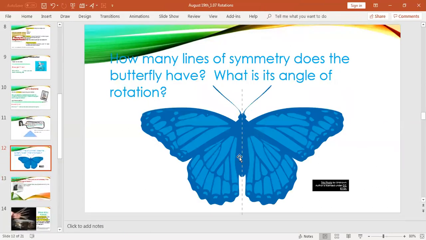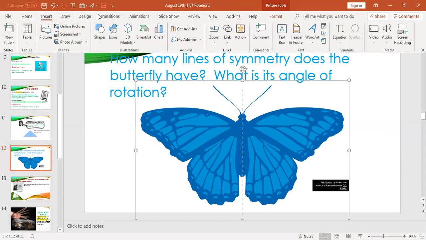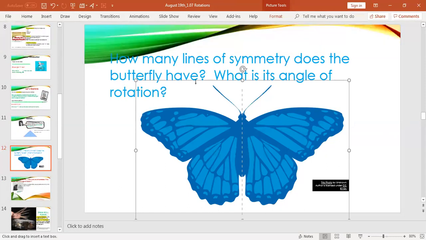How many lines of symmetry does the butterfly have? Well, it's drawn in. This butterfly will not map onto itself as you turn it. It has to turn 360 degrees before it maps onto itself. The angle of rotation is 360 degrees, yet it has no rotational symmetry. So let me go ahead and make a point of that. I'll type it on the board.